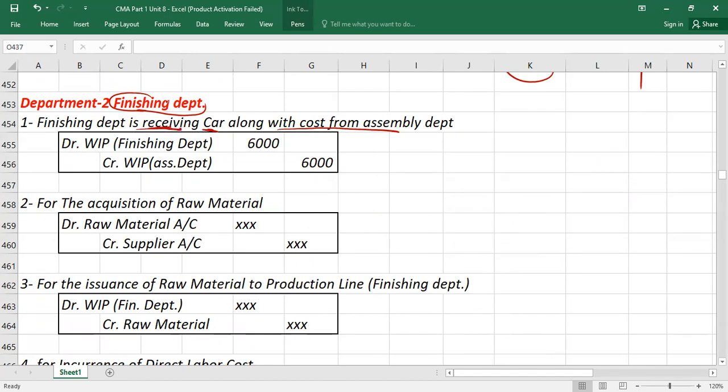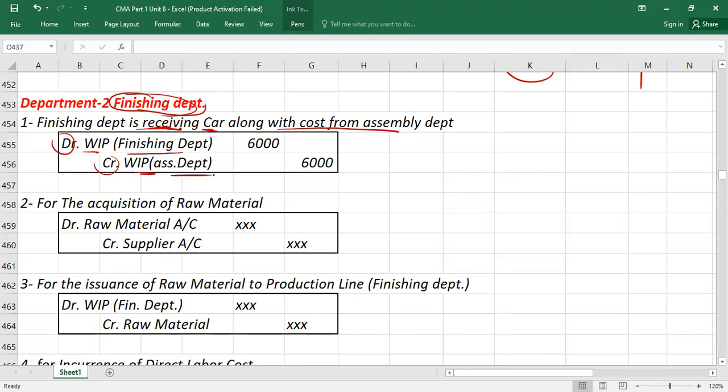Because now we are in which department? Finishing. So we will open another work in process account for which department? Finishing department. And we'll debit first work in process of which department? Finishing department. What was the cost? 6,000 in total under assembly, right? So we'll debit 6,000 and we'll credit what? Work in process of assembly department.